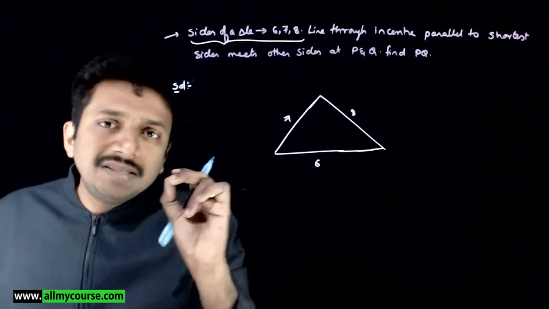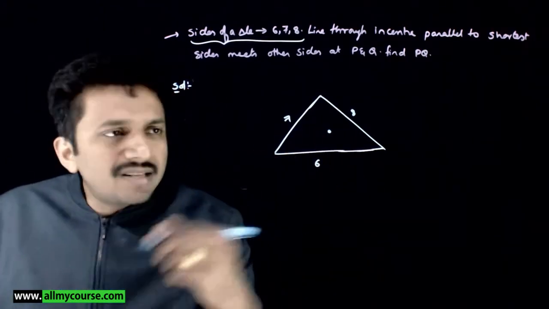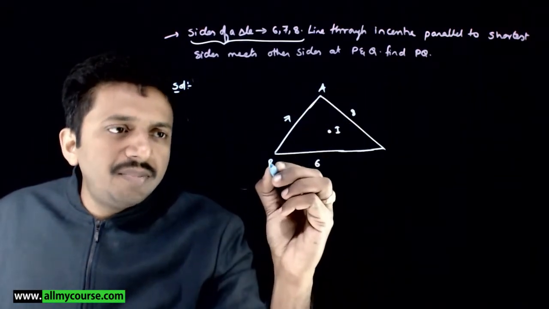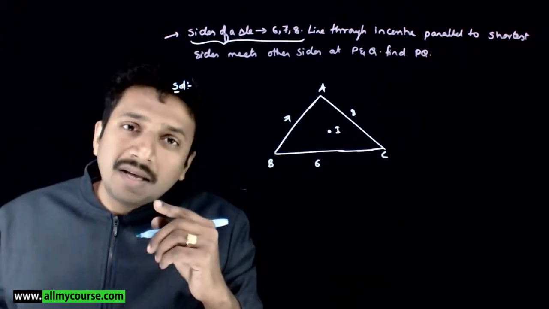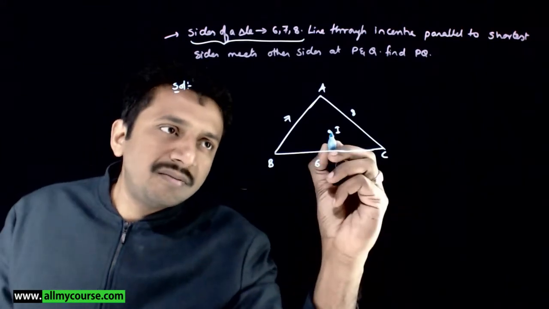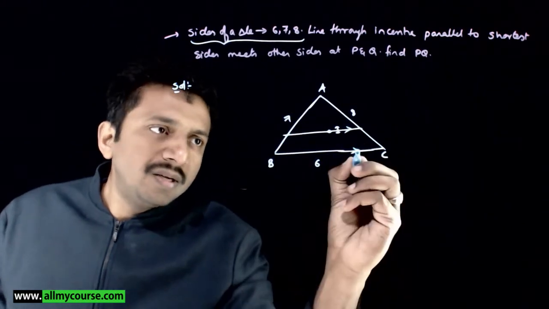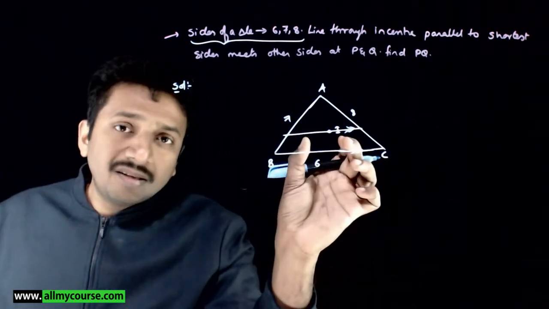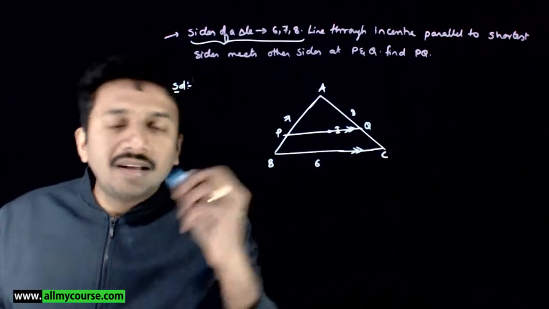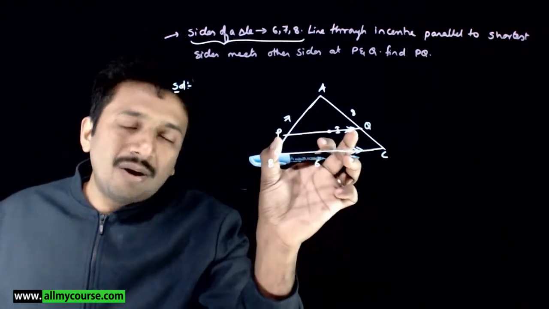Now you take the incenter of this triangle. So let us take this as the incenter, somewhere inside the triangle. Let us call this triangle ABC. A line through the incenter parallel to the shortest side, which is equal to 6. So if I draw a line parallel to the side BC through the incenter, it's given that it meets the other two sides at P and Q. So if that is so, what is the length of PQ? That's the question.